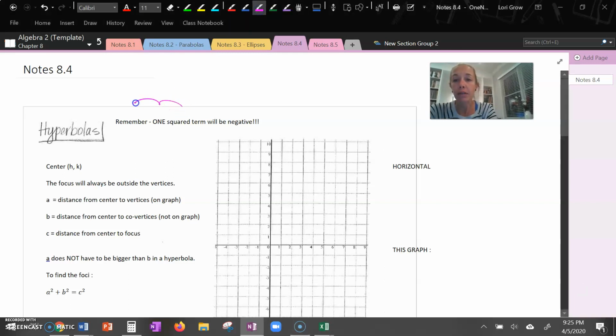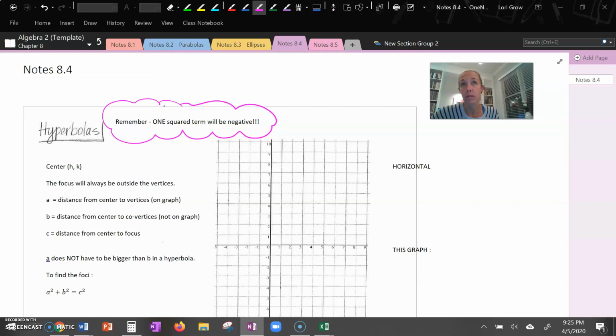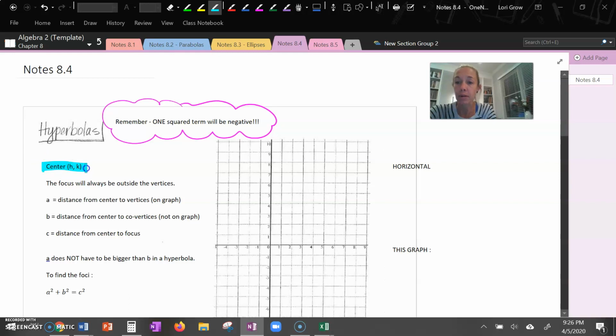Okay, quick reminder from section 8.1 that hyperbolas are always going to have one squared term that's negative. So if you see a subtraction of y squared or a subtraction of x squared, then that's going to trigger to you, I'm doing a hyperbola graph. Just like with circles and ellipses, the center of a hyperbola is also (h, k).